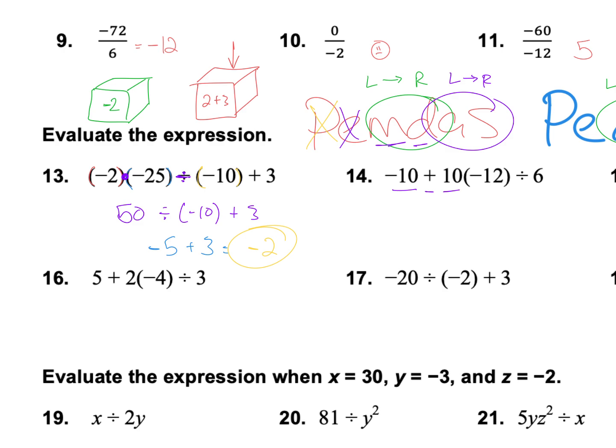Here's multiplying and dividing. We're going to go left to right with it, okay? So negative 10, this guy just literally drops straight down. Positive 10 times negative 12 is negative 120, and then divided by 6, okay? Again, we are going to do the division first. So negative 10, which just drops right down. Negative 120 divided by 6 is negative 20, okay? And then when you have negative 10 minus 20, that's negative 30.